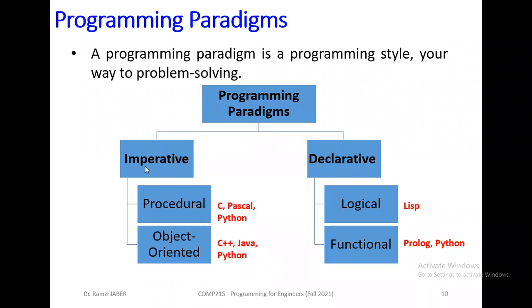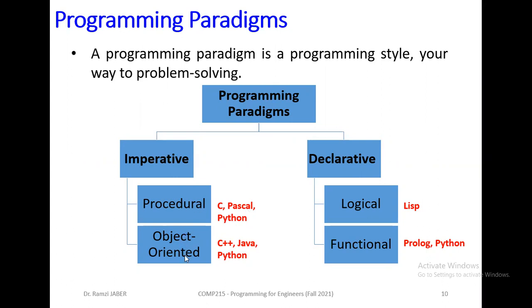We have imperative and declarative. Imperative means you have a fixed algorithm, fixed steps to do. Step 1, I want to do this. Step 2, I want to do that. Step 3, step 4, so it's in detail. Imperative means you write your code in a procedural way, step 1, step 2, step 3, step 4, step 5, like you did in C. Python also has this paradigm. So procedural languages are like C, Pascal, Python.